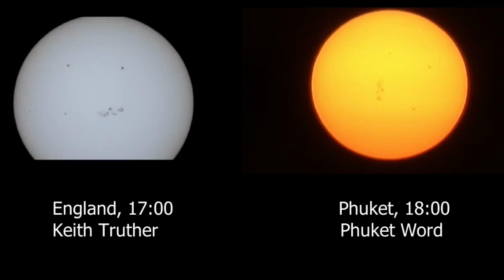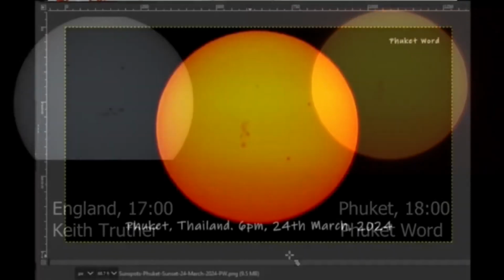So on the left there is a frame from the footage taken by Keith Truther from England. I'm not sure exactly where, but at around 5 p.m. or 1700 local time on the 24th of March. And on the right we have how I saw the sun from Phuket at around 1800, just before it set. So you can see that the arrangement of the sunspots is slightly different for each one. So let's examine that a little bit more closely.